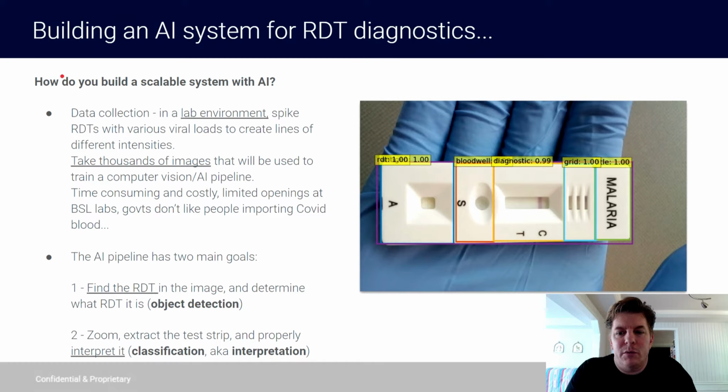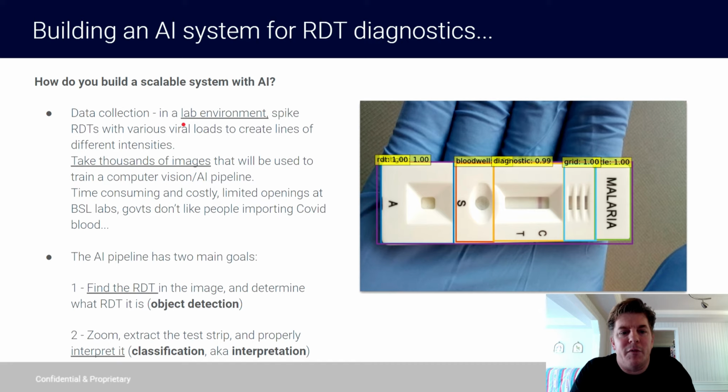All right, now we get to the most exciting part, in my opinion at least, and that is discussing how do we build an AI system for RDT diagnostics. The first and foremost item that always has to happen is, of course, data collection. So you need lots and lots of images to train your AI system. For RDT diagnostics, we have some particular requirements.